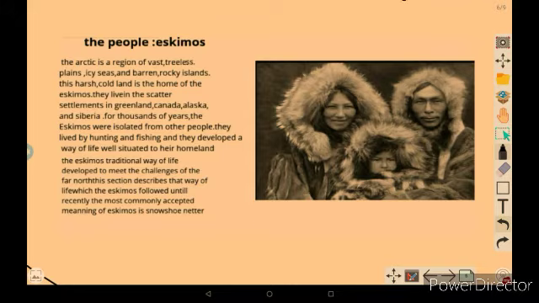Okay. To their homeland. So the Eskimos' traditional way of life developed to meet the challenges of the far north. Okay, of the far north. This section describes that way of life which Eskimos followed until recently. The most commonly accepted meaning of Eskimos is snowshoe netter.